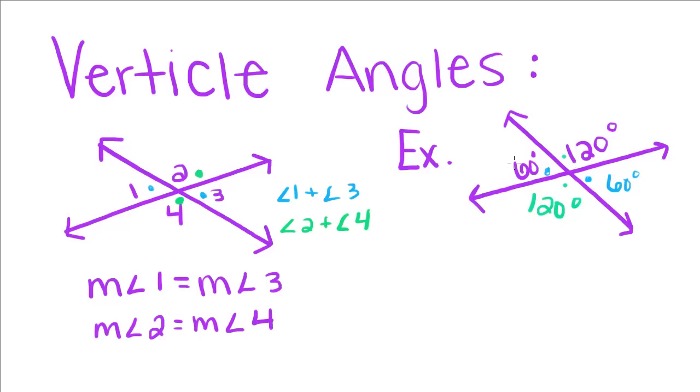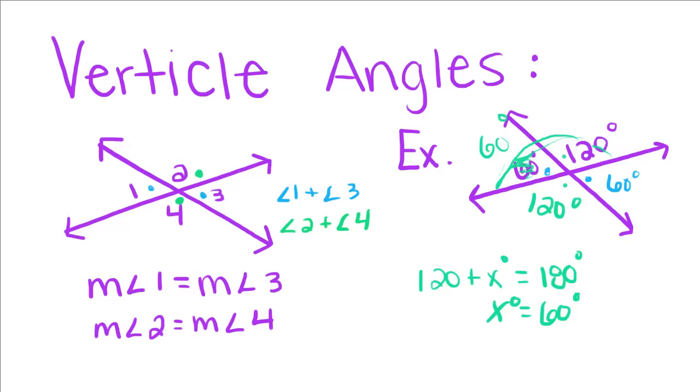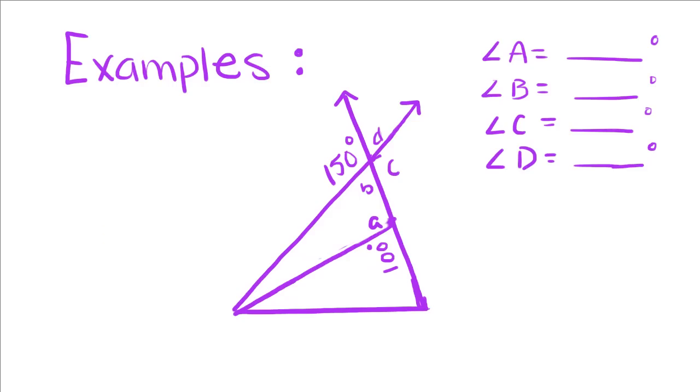And if we didn't know that this was 60 degrees, we could find that out because these two angles are also supplementary angles. So we could have taken 120 plus x is equal to 180, and we would have found out that yes, this is indeed 60 degrees. So those are the three types of angle pairs. Now that we know all three, we're going to do an example using all three of the angle pairs.